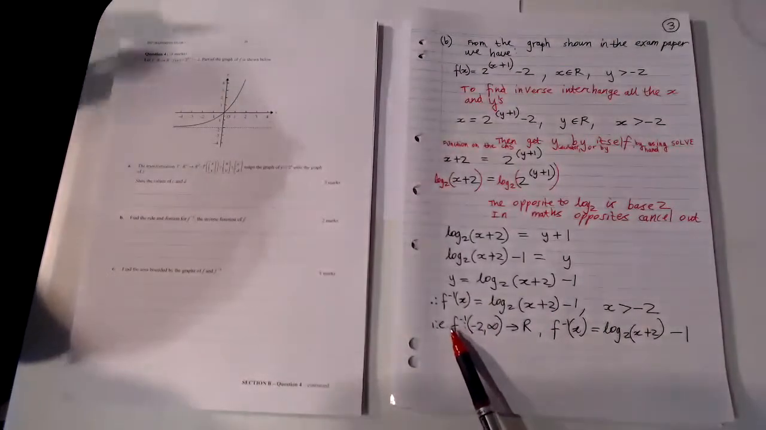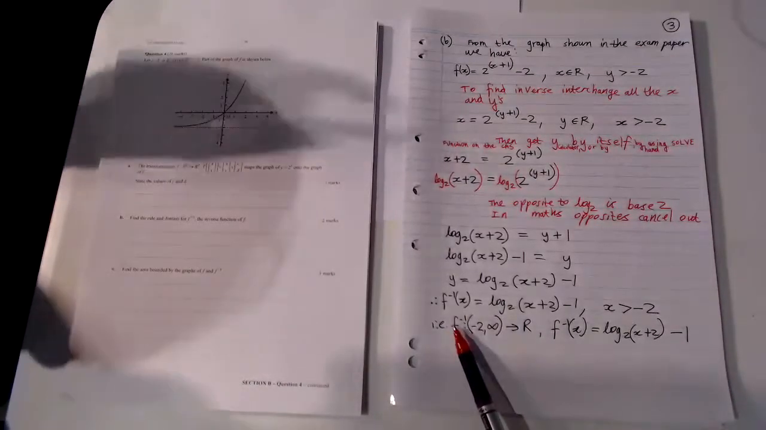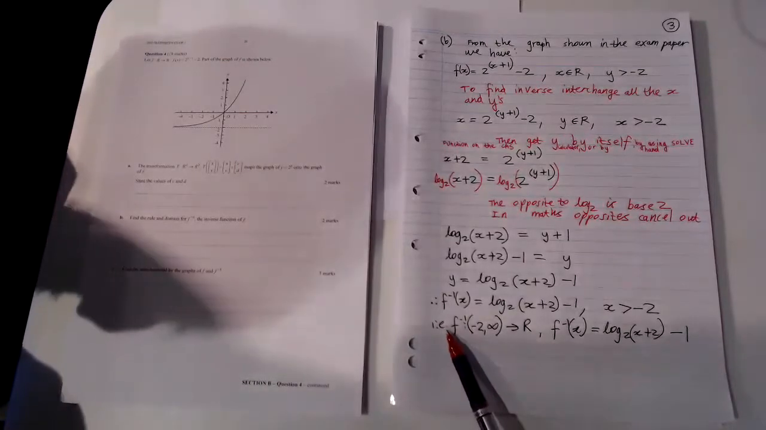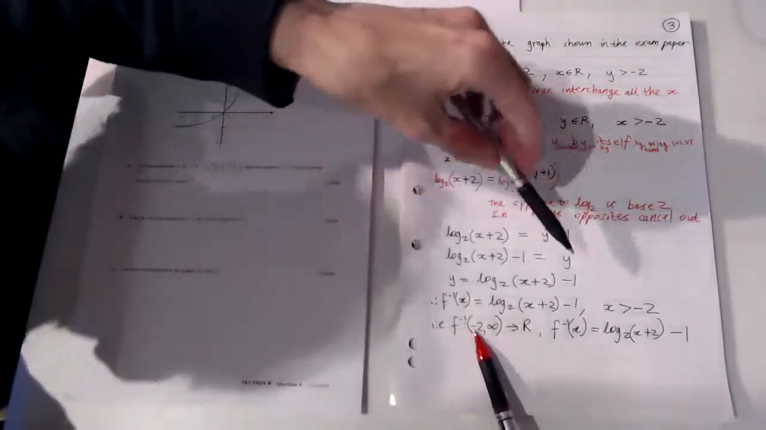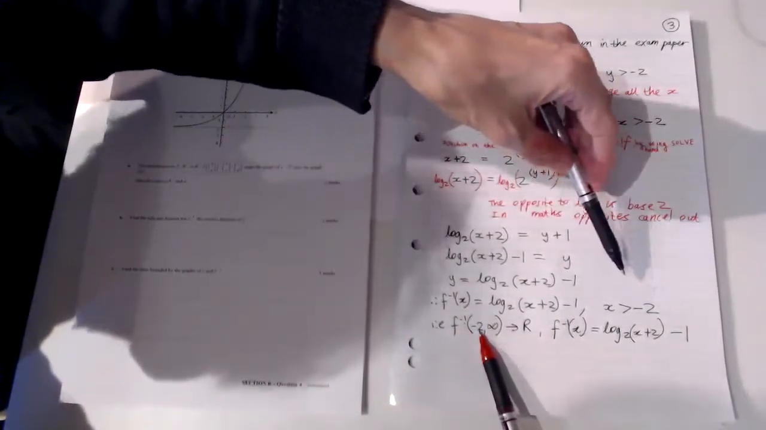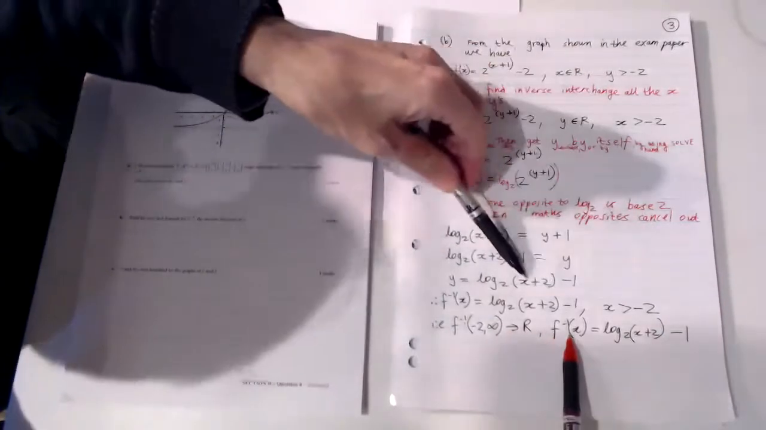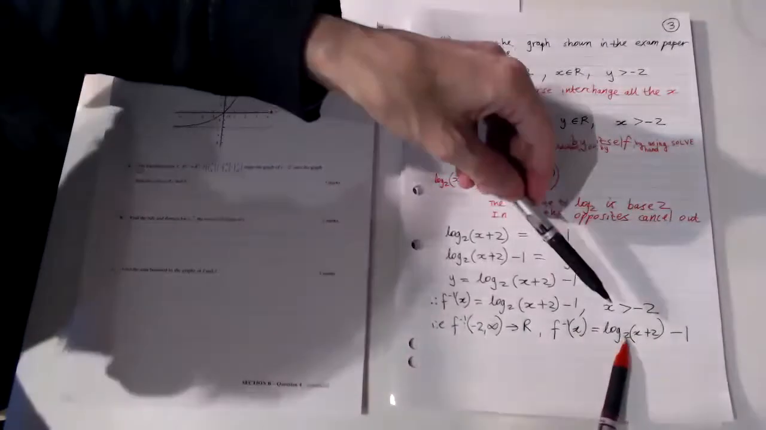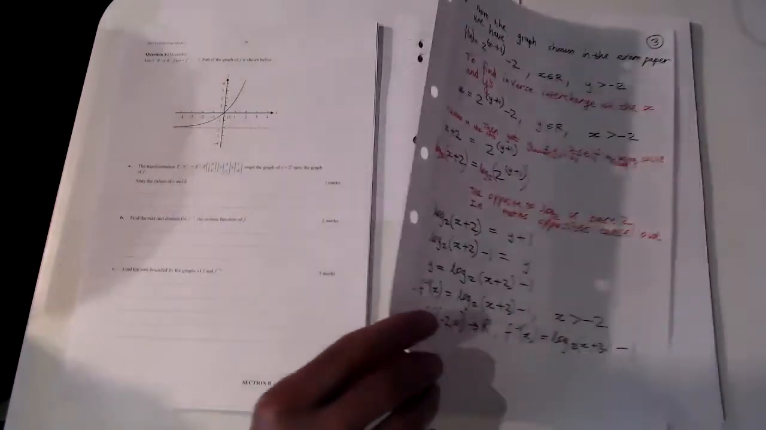x greater than -2. And if you want to write it out in the same way as they write out the rule in the exam paper question, it would become the following: the inverse function will have a domain from -2 to infinity mapped onto R, and the inverse function is equal to log 2 of x plus 2, minus 1. And by doing that, we would have done part B.